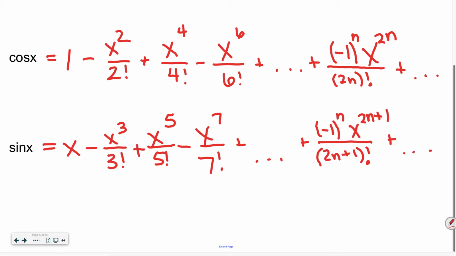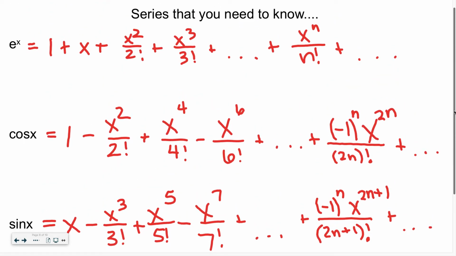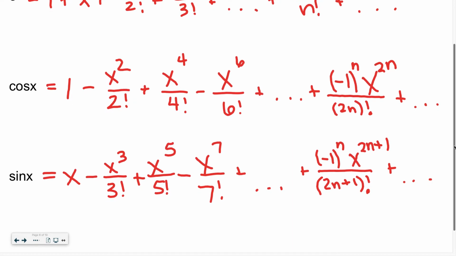Do you think that you can remember the e to the x one? Yeah, that's easy. I mean, that one's not bad, right? And so then what you need to separate out in your mind between cosine and sine, which one are the evens, which one are the odds. And they have the same pattern as positive, negative, positive, negative. It's just cosine are the evens and sine is the odds. Okay? See what I mean?